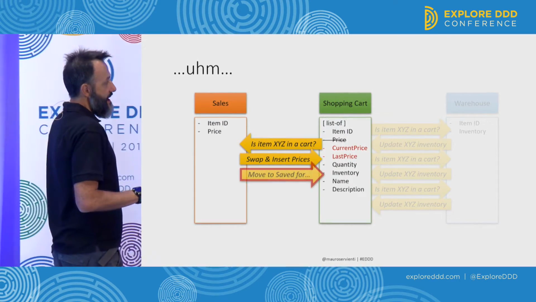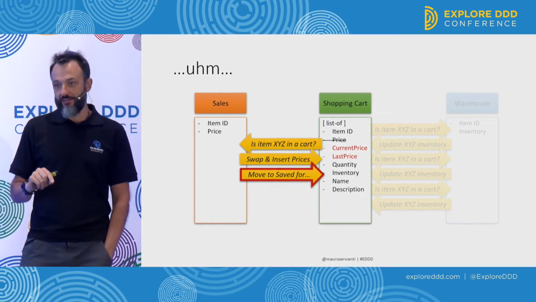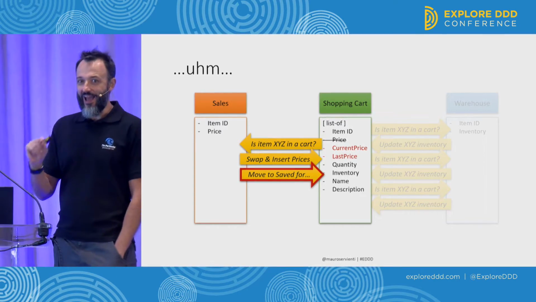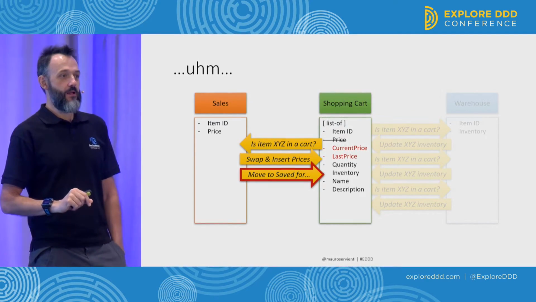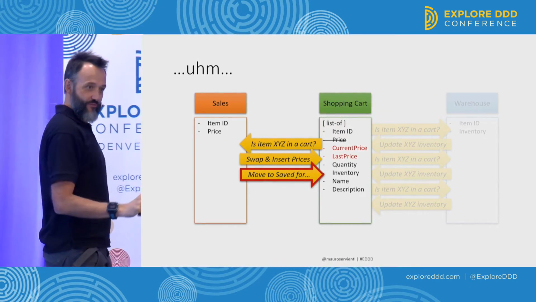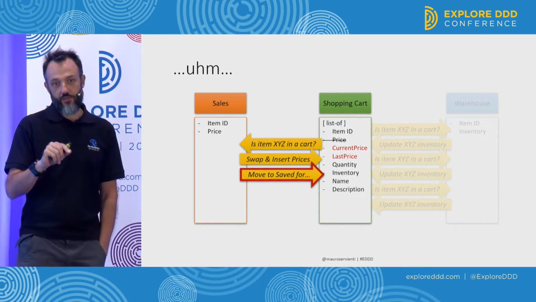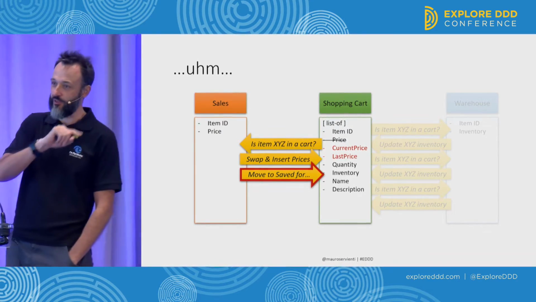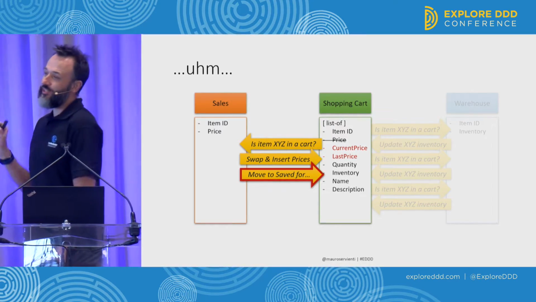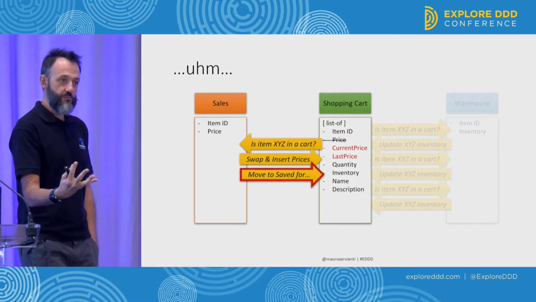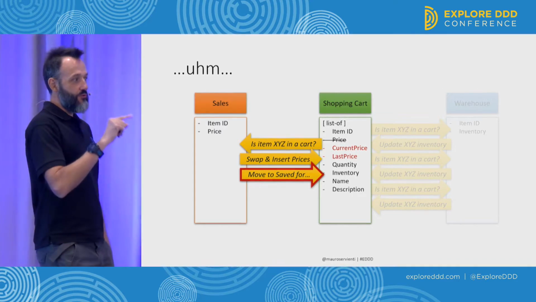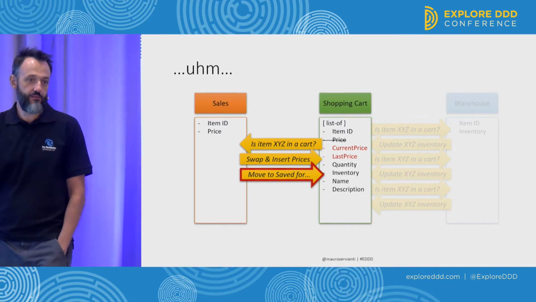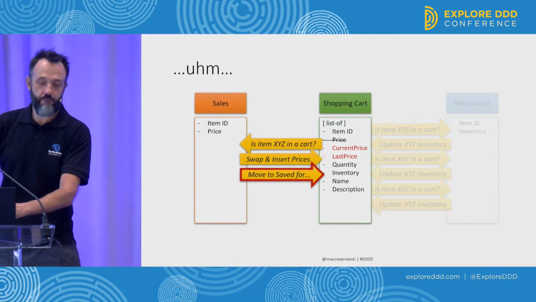From the regulation perspective, we're not allowed to change the price and leave the item in the shopping cart, because the warning might not be enough, and we don't want users to buy stuff that now costs something different to what it was when they put it in the shopping cart. So sales, that is responsible for this behavior, needs to tell the shopping cart, move this item into the save for later bucket.